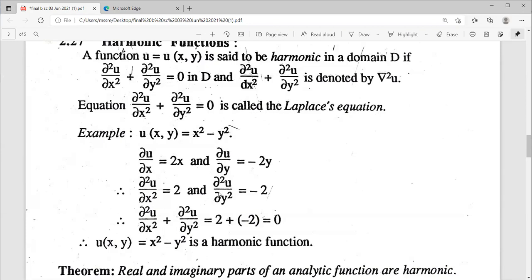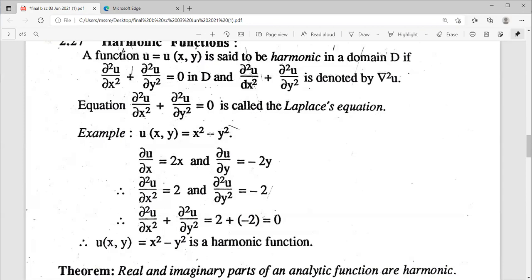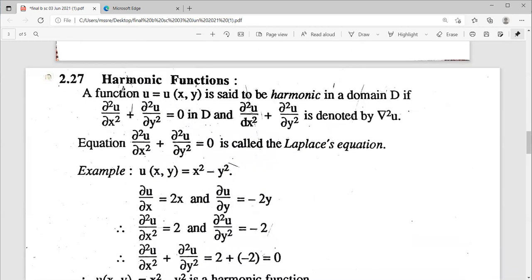Next, you have to add these two so that you must get 0 if it is to be harmonic. If you add delta square u by delta x square plus delta square u by delta y square, you will get 2 plus minus 2, which is equal to 0. Therefore, the given function u of xy equals x square minus y square is harmonic. So for a harmonic function, we should satisfy the Laplace equation. What is that Laplace equation? Delta square u by delta x square plus delta square u by delta y square should be equal to 0.